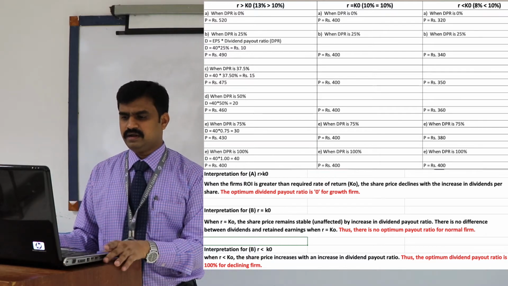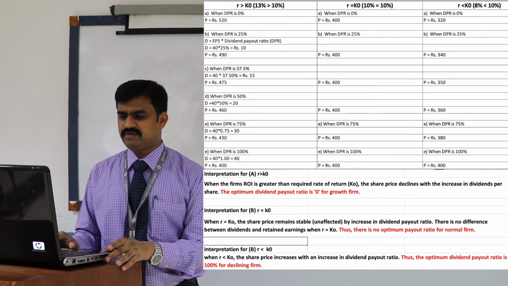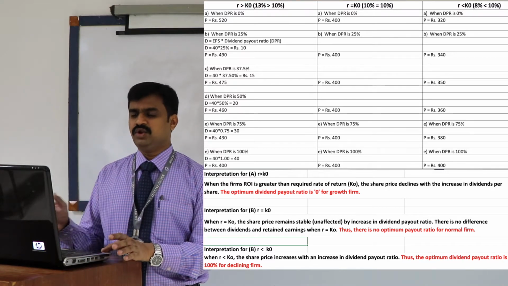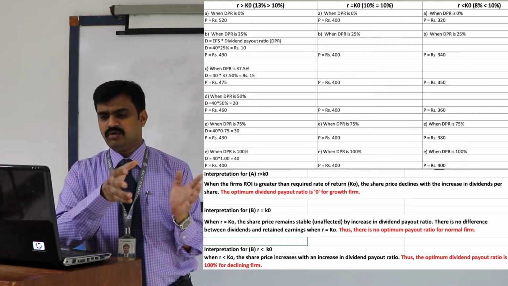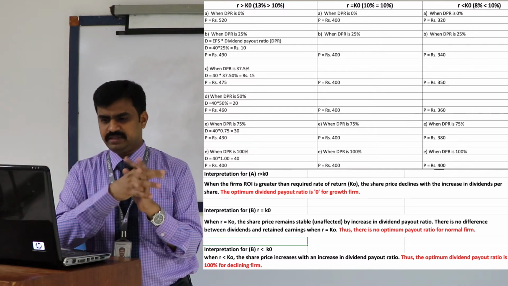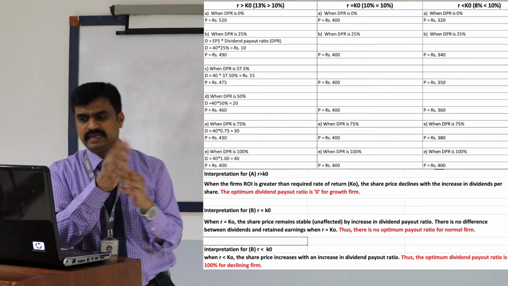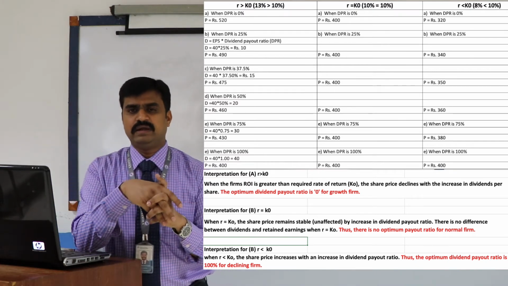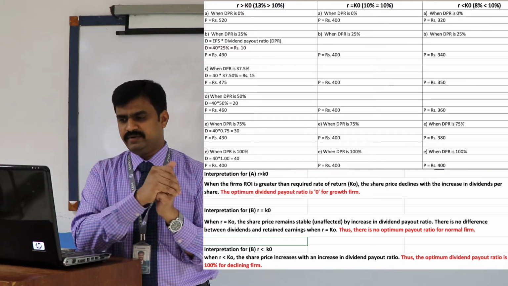So what will be the conclusion? What is the optimum dividend policy for this kind of company? It is 0 dividend payout ratio. If you give 0 dividend, you will have the maximum share price. For the firm where ROI is greater than K naught, the share price declines with the increase in dividend per share. Your share price will decrease if you increase your dividend per share.